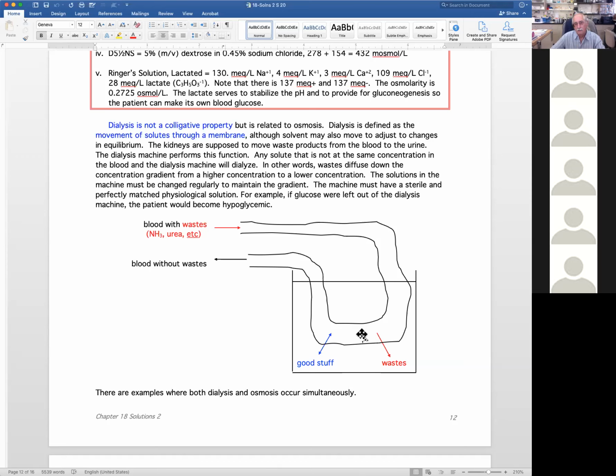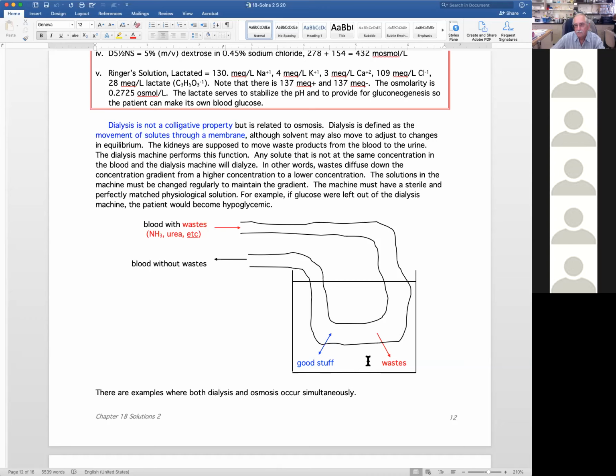So what if you put together the dialysis machine and you forgot to put glucose in the machine? What's going to happen to your patient? Well, they'll go hypoglycemic, won't they? They could die from you removing all the glucose from their blood. So that means all the good stuff has to be here in equilibrium. That means that you have to change this solution a lot, and that's expensive.